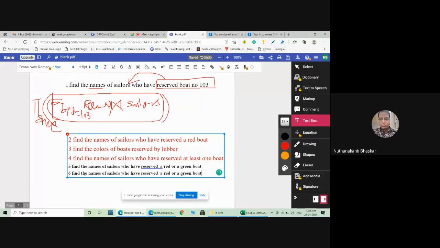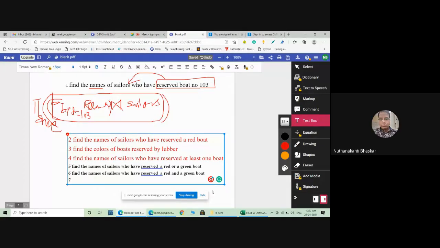The sixth question is find the names of sailors who have reserved a red and green boat. Means this is an intersection, correct? This is an intersection, yes or no?